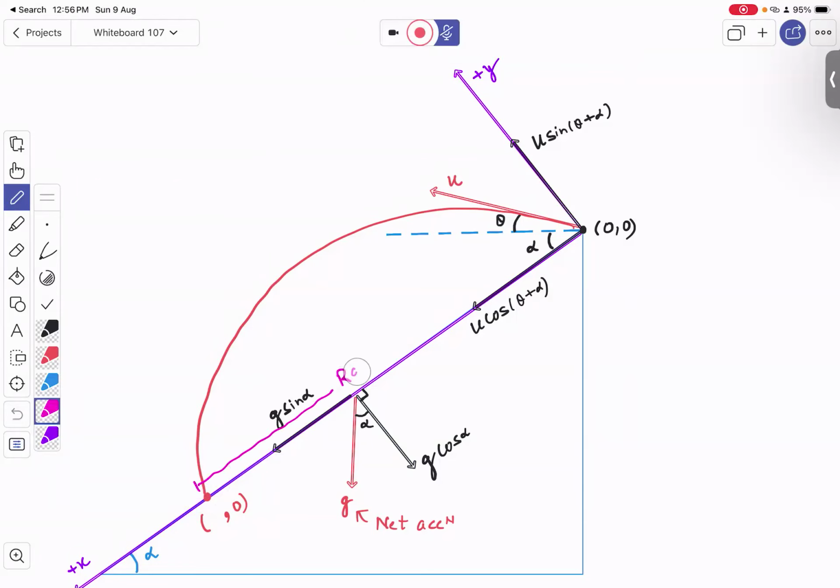This pink length is our range. And for the range we use the symbol r. So you tell me, the x coordinate here will be r, no? So write down the x things, what it is.